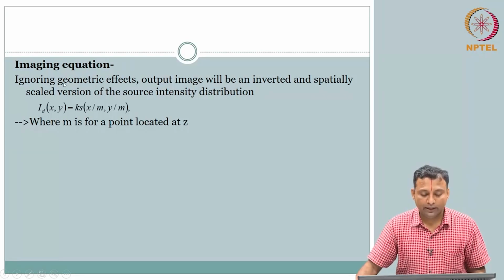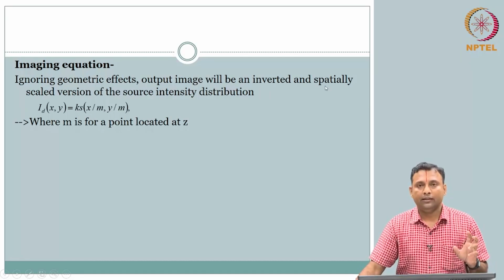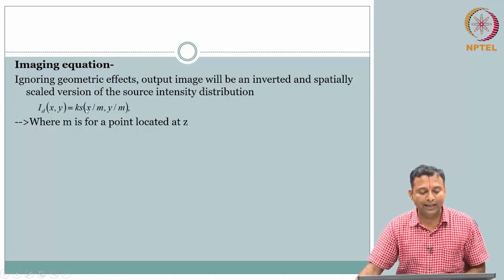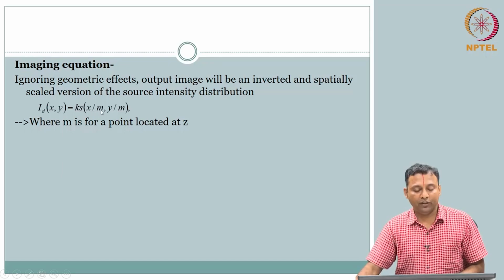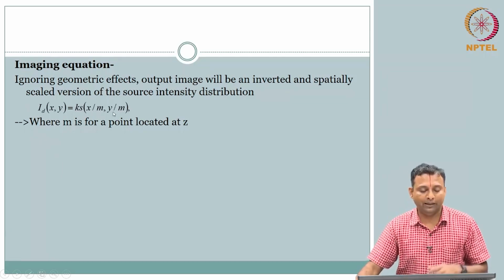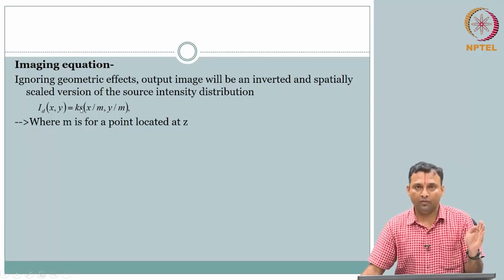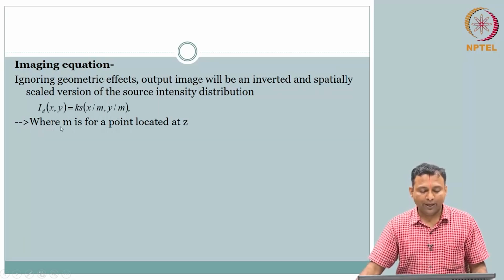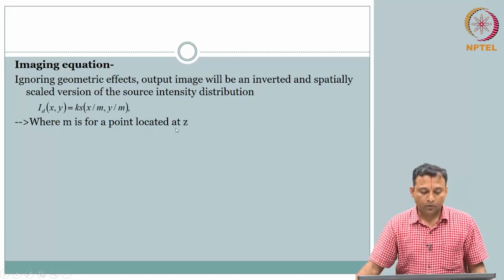We can first write, ignoring other geometric effects, we already see it is an inverted, spatially scaled version of your source intensity. So you can write your I_D as an amplitude scaling K times your source, with the magnification incorporated, x by m and y by m. Nothing fancy, we have not incorporated the other effects that can be incorporated just because of the extended source idea. This is how your detector is incorporating that, where m is for the point located along Z, wherever.